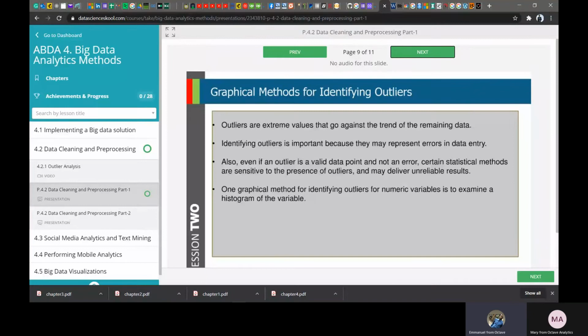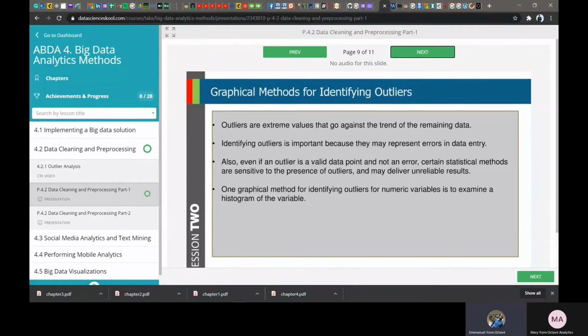That could have happened because maybe those two didn't attend classes, they didn't read their book. So you can now try to investigate what actually happened. So it can be because of those two reasons. So those are outliers. Identifying outliers is important because they may represent errors. They can also represent errors in data entry. So they need to be investigated. Also, even if an outlier is a bad data point and not an error, certain statistical models are sensitive to the presence of outliers and may deliver unreliable results.